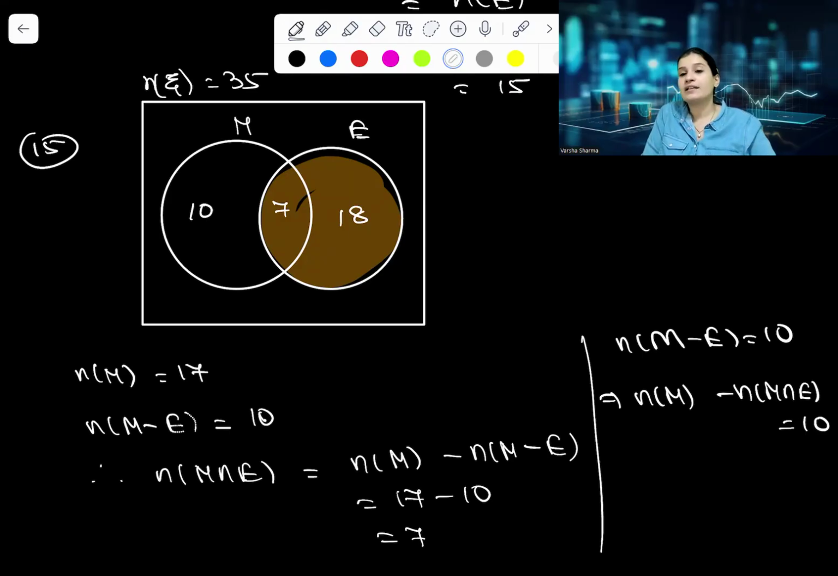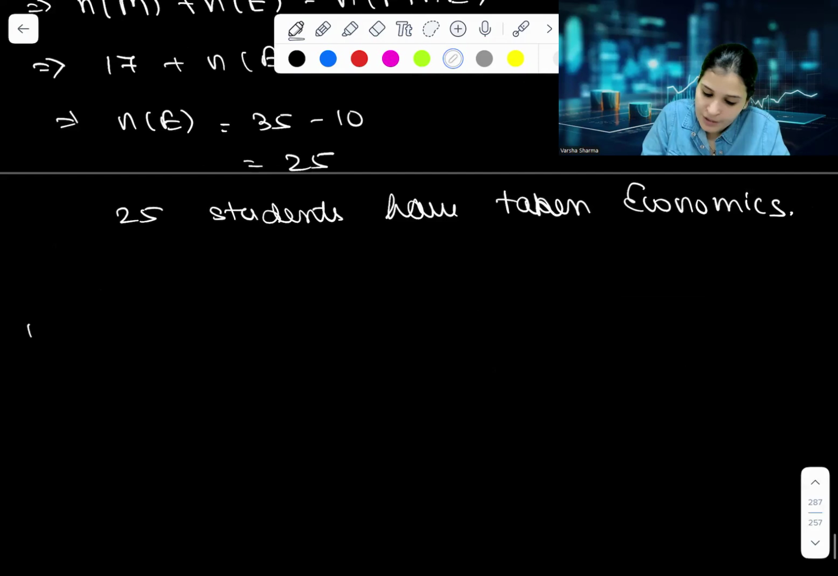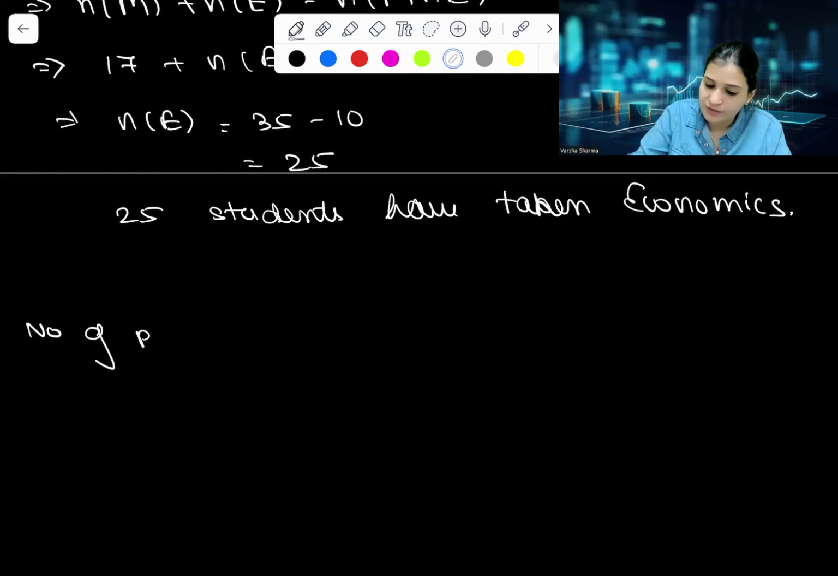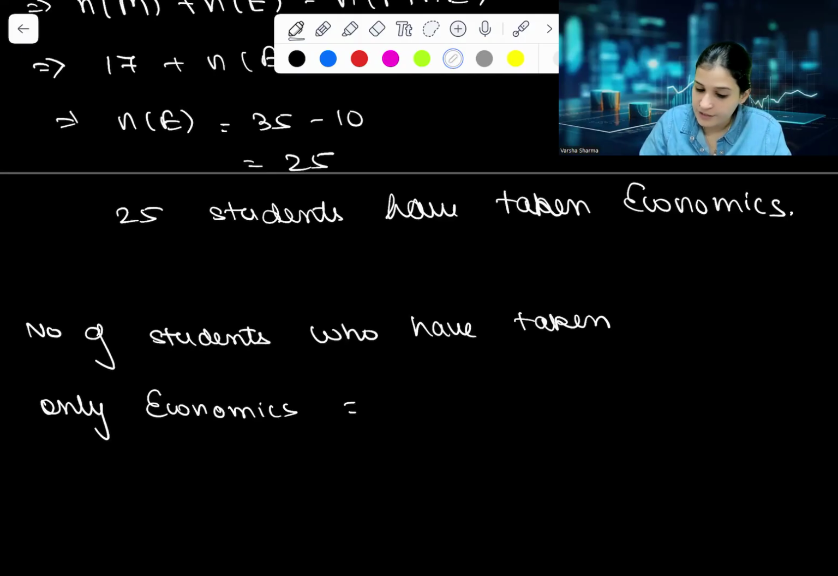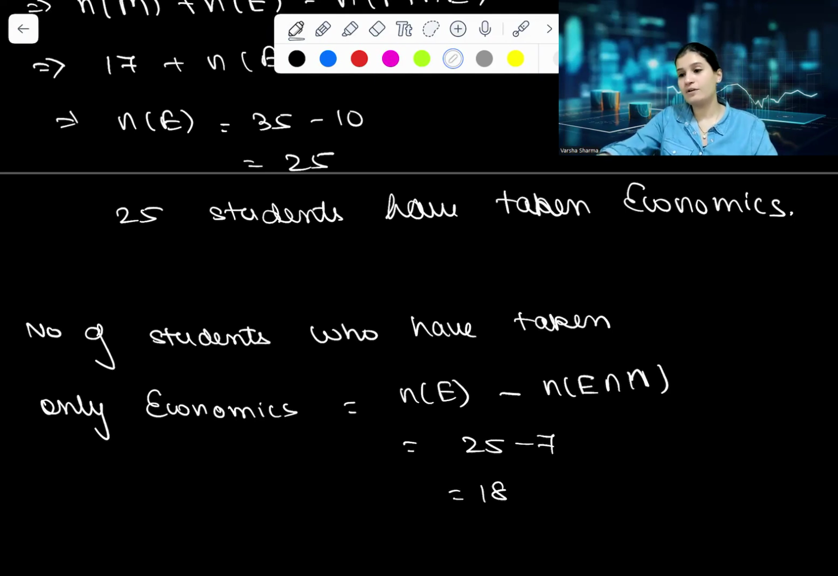So how will we find the number of students who have taken only economics? From the entire economics, subtract the common part. So 25 minus 7, 18. There are 18 people who have taken only economics.